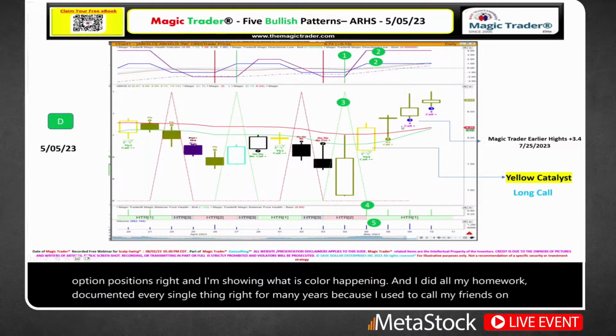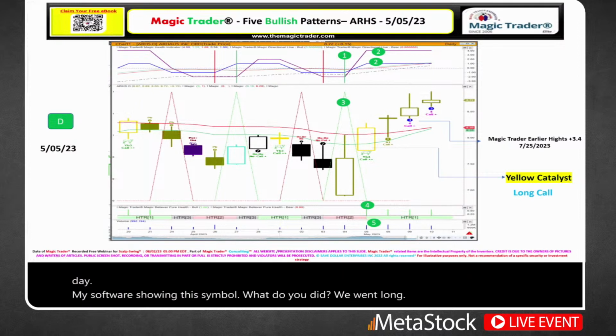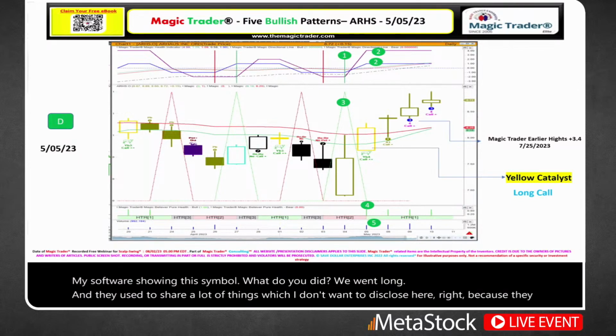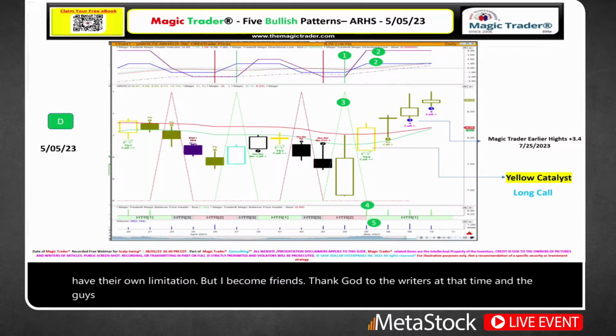I used to call my friends on Wall Street: hey, my software is showing this symbol, what did you do? Oh, we went long. And they used to share a lot of things which I don't want to disclose here, because they have their own limitations. I became friends, thank God, with someone at Reuters at that time. The guy is not around, so don't Google him.